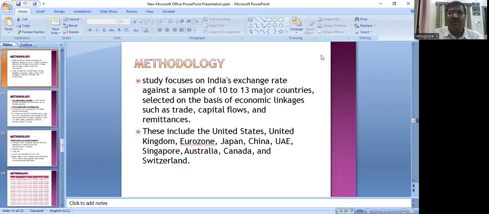The method focuses on the exchange rate against a sample of 10 to 13 major countries selected on the basis of economic linkages such as trade, capital flows, and remittances. These countries include the US, UK, Euro area, Japan, China, UAE, Singapore, Australia, and Canada.